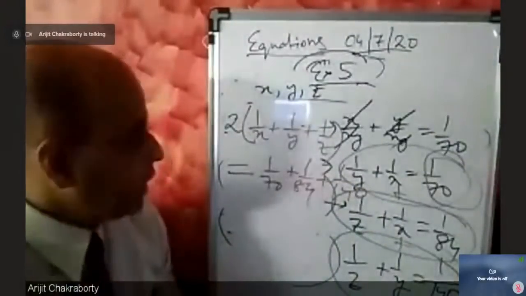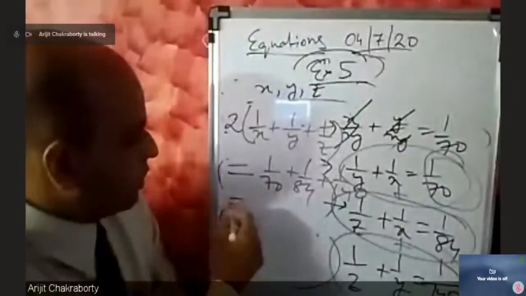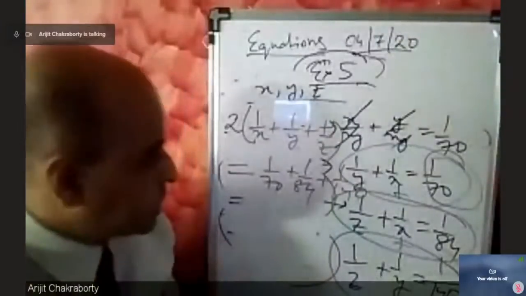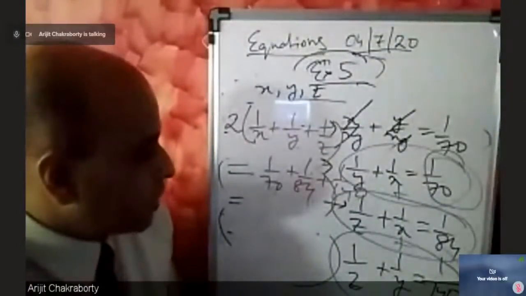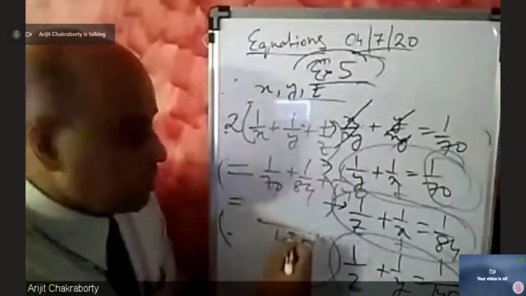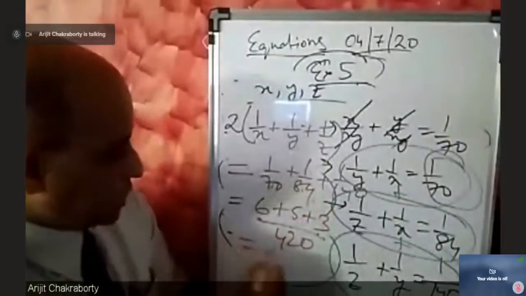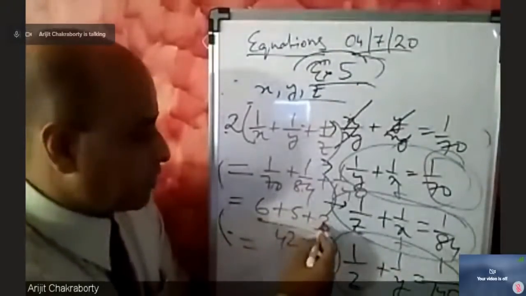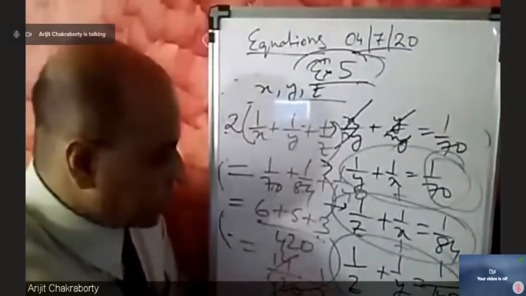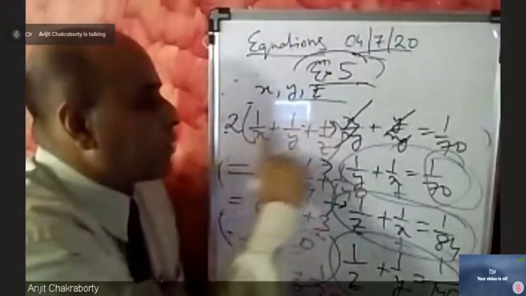Okay. So, let us simplify the right hand side. 70, 84, 140. We have to find the LCM. So, it comes to 420. So, we take the LCM. 70 goes 6 times, 84 goes 5 times, and 140 goes 3 times. So, it is 6 and 5, 11. 11 and 3 is 14. 14 by 420. This is 1 by 30 if you simplify. So, we have got 2 multiplied by all this.